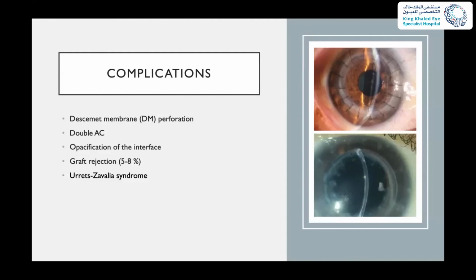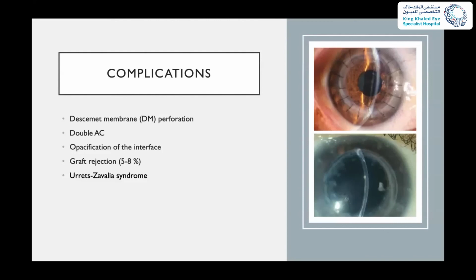Also, LK is not free of graft rejection, but the incidence is much lower than in PK, where you have almost 5 to 8% of graft rejection episodes. And the presentation is quite different from PK. It comes in the form of only epithelial or stromal rejection, and usually it responds well to topical steroids. It is characterized by significant haze and deep vascularization that can lead to corneal opacification in the interface.